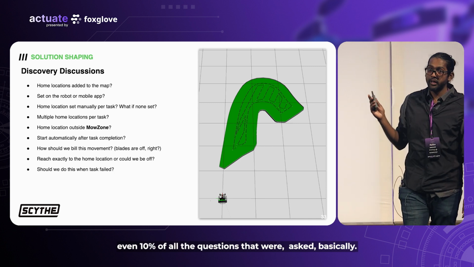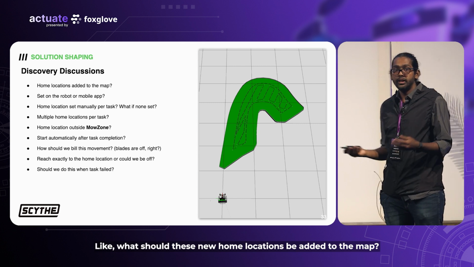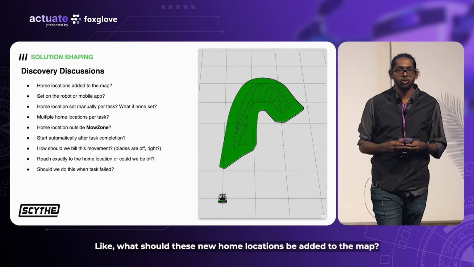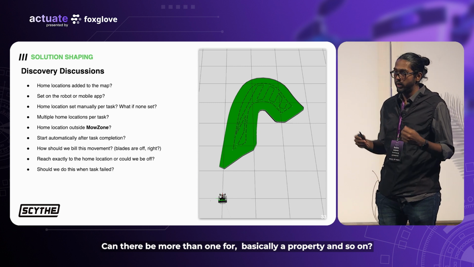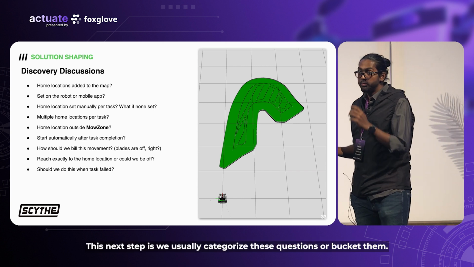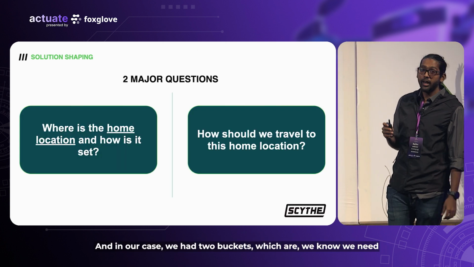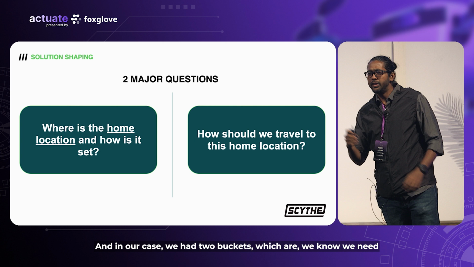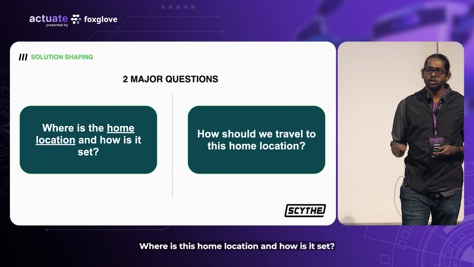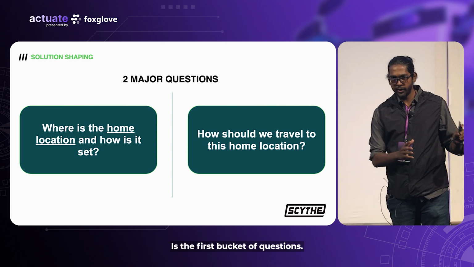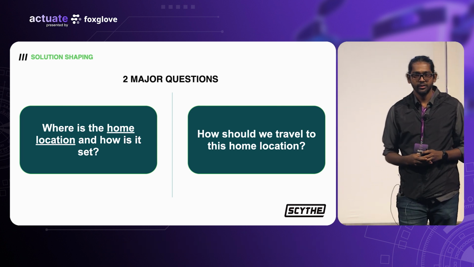What you see is not even 10% of all the questions that were asked, like what should these new home locations be added to the map? Can there be more than one for a property, and so on? The next step is we usually categorize these questions or bucket them, and in our case, we had 2 buckets. We know we need to go to some location, which we are calling the home location. Where is this home location and how is it set is the first bucket of questions. And the second one, how do we get to that new home location?